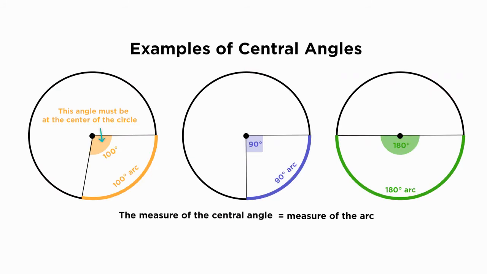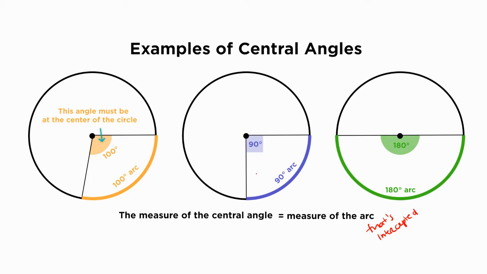Okay. So these three right here are examples of central angles. The measure of the central angle is equal to the measure of the arc that's intercepted. And some of these should be fairly straightforward. Like we know that if you rotate halfway around a circle, it's 180 degrees. Well, you also know that a line is 180 degrees. Same thing here. A quarter of the circle, you have a 90-degree central angle, 90-degree arc that's intercepted.